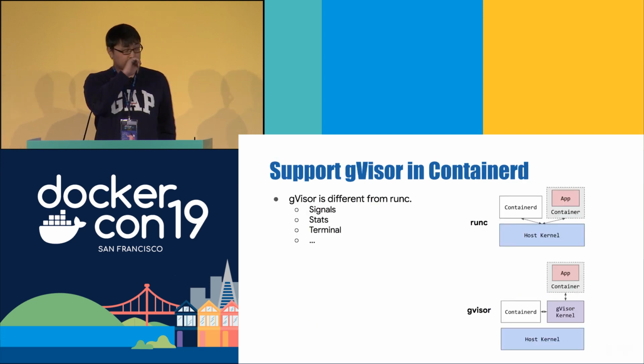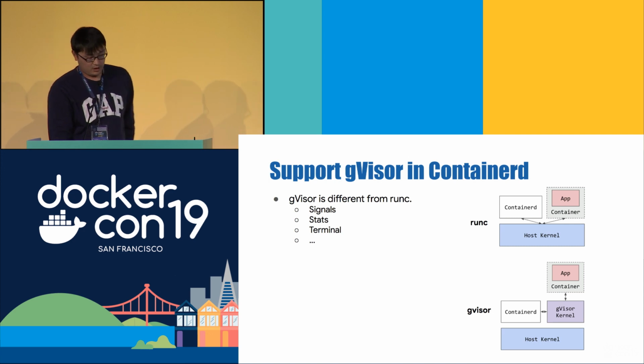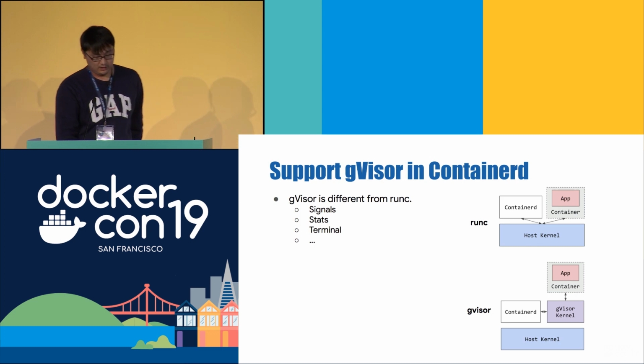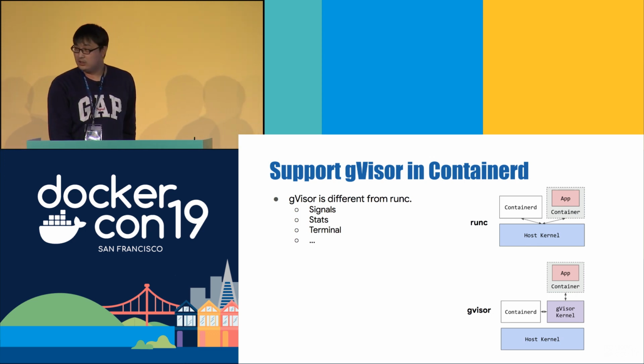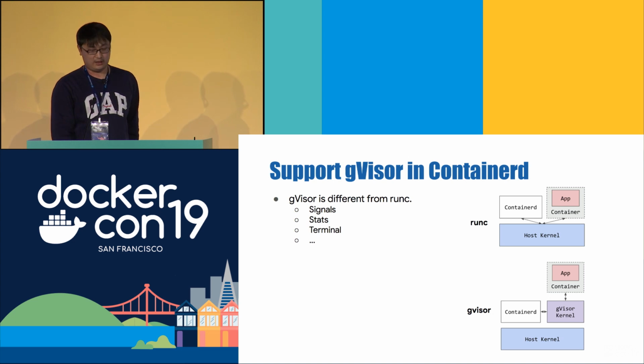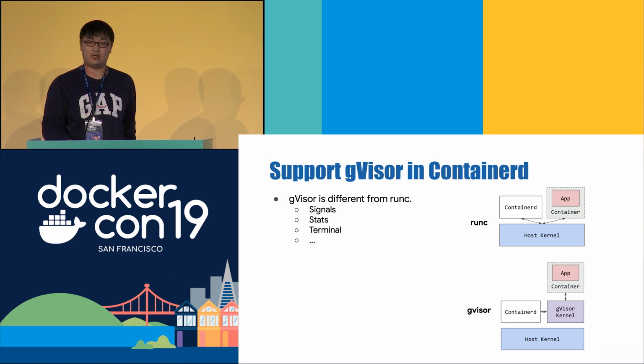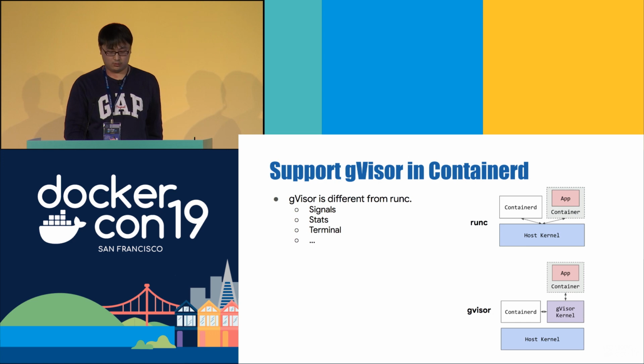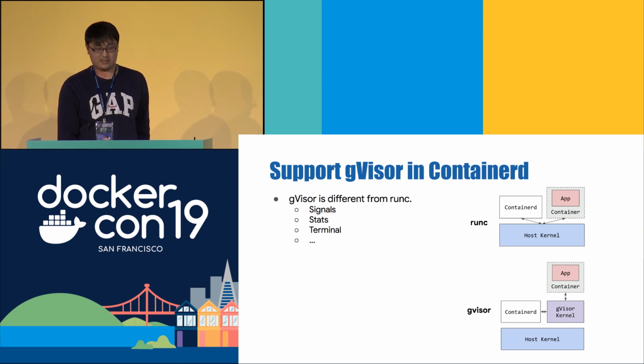And now, to support gVisor in GKE, the first thing we need to do is to be able to start and manage it in containerd. And gVisor is different from runC. So the picture above is runC. Basically, although the application is containerized, it's still run on your host kernel. So you can send signals to it, receive signals from it, check its stats, or access its terminal. So basically, it's on the same kernel.